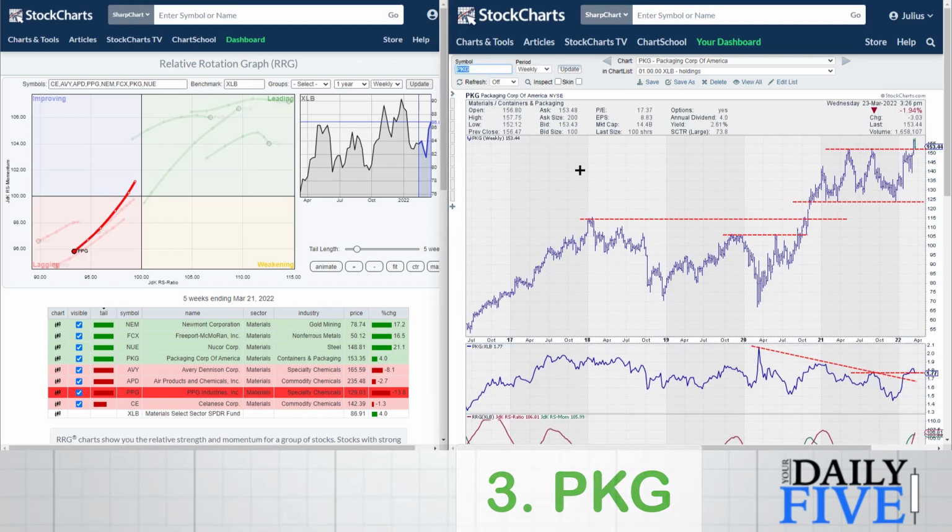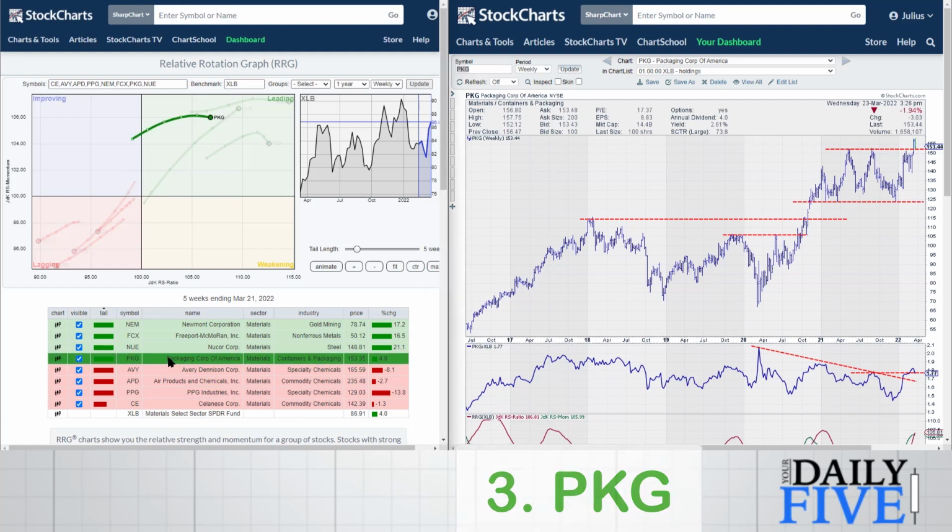A different story we find with PKG. PKG has moved into the leading quadrant quite a while ago. It leveled off in terms of relative momentum, so it's now more moving sideways. But if you look at the price chart, you see that we're just breaking out of that massive consolidation that played a role in 2021. And we're now pulling back towards the breakout level.